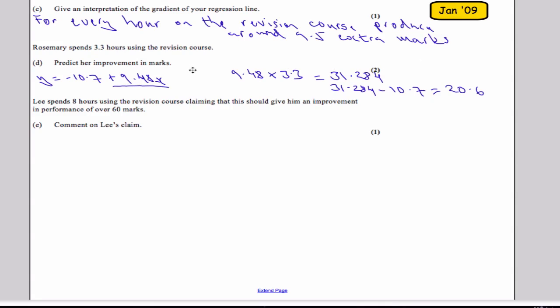20.6 marks. So the improvement in marks is 20.6. Okay, it says that Lee spends 8 hours using the revision course, claiming that this should give him an improvement in performance of over 60 marks. Comment on Lee's claim. So what we need to do is check and see what happens if we plug in 8 for x.